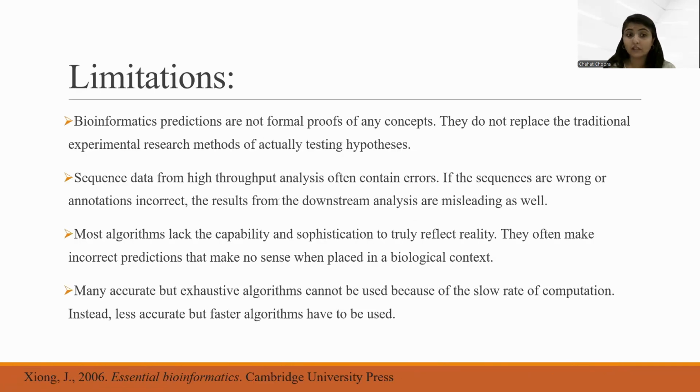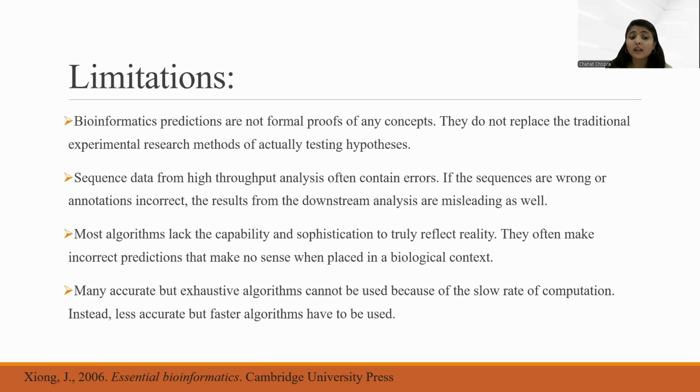Now, there are some limitations of this field also. Its predictions are not formal proofs of any concept, because they cannot replace the traditional experiments we do in our laboratory. The sequence data from high throughput analysis often contains errors, and bioinformatics methods are more error prone, because if one entry is made incorrectly, the whole data will be misleading. Most algorithms lack the capability and sophistication to truly reflect reality. They often make incorrect predictions that make no sense when placed in a biological context. For example, while constructing a phylogenetic tree, very distinct species can be placed together, which is a big error of constructing phylogenetic trees using bioinformatic tools.